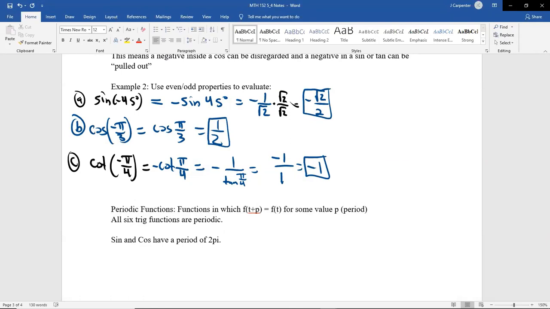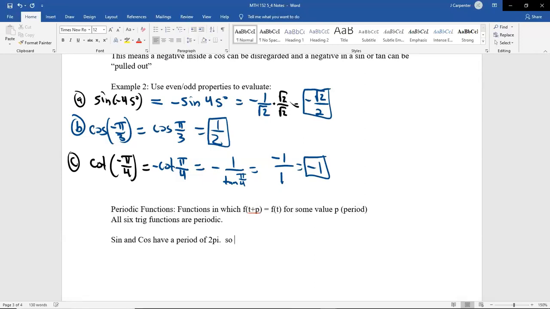But we're not going to be talking about degrees too much in some sections, so I want to get us used to talking radians a little more. So the cosine of 0 is the same as the cosine of 360 degrees, is the same as the cosine of 720 degrees, is the same as the cosine of 1080 degrees, etc., etc.